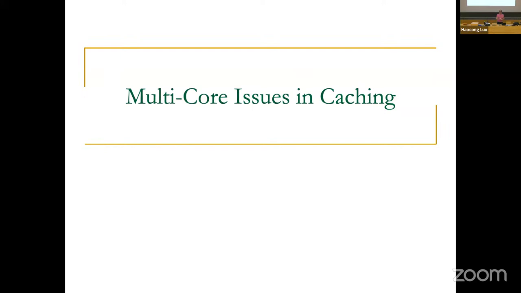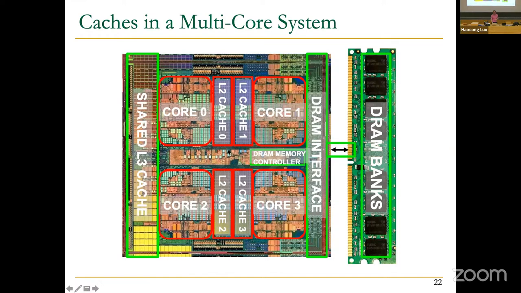Okay, so let's talk about multi-core issues in caching. I want to spend some time over here because multi-core imposes a lot of other interesting issues in caches. And as we discussed, all of our systems are multi-core, right? So in this system, for example, L1 caches were private. I believe L2 caches were also private.